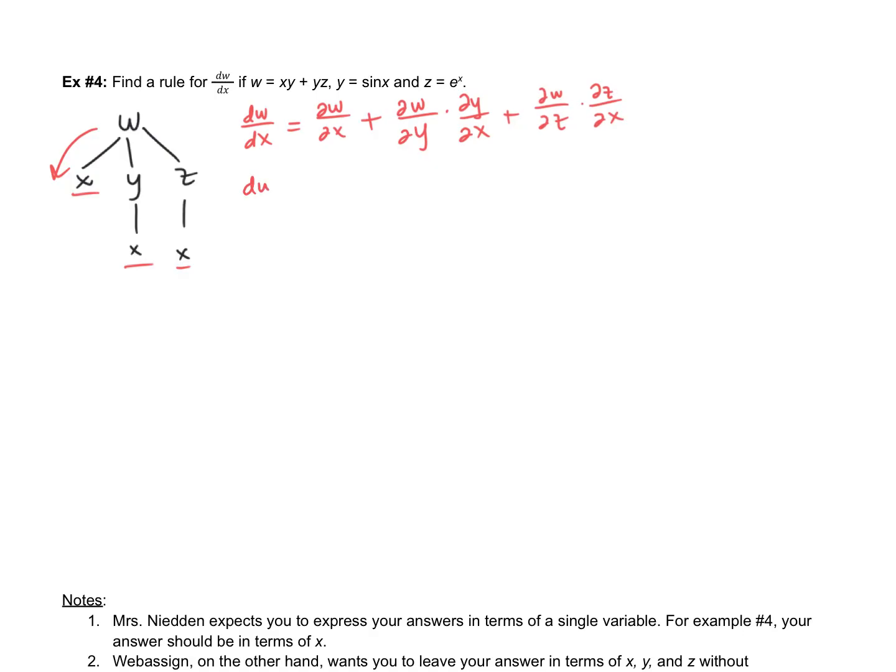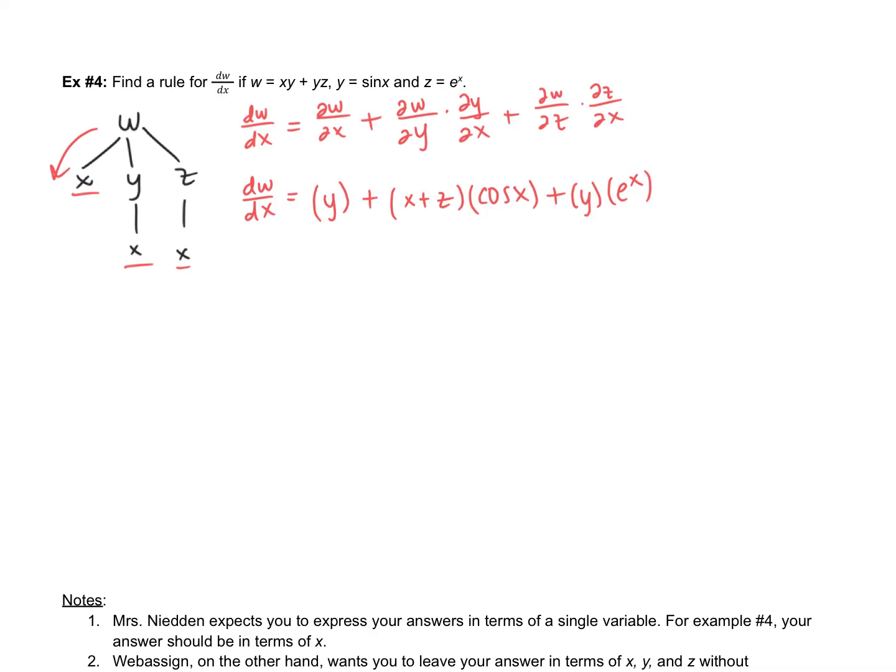Okay, so now actually substituting those in. Partial of w with respect to x is just y. Partial of w with respect to y is x plus z. Partial of y with respect to x is cosine x. Partial of w with respect to z is just y. And then I have e to the x.